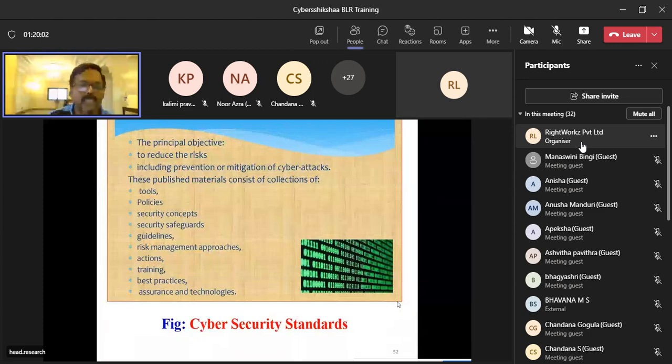The principal objective of cyber security is to reduce the risks, to protect the data, to secure the information. It consists of a collection of tools, policies, security concepts, security safeguards, guidance, risk management approaches, training, best practices, and tools and technologies. And this is the terminology jargon of cyber security.